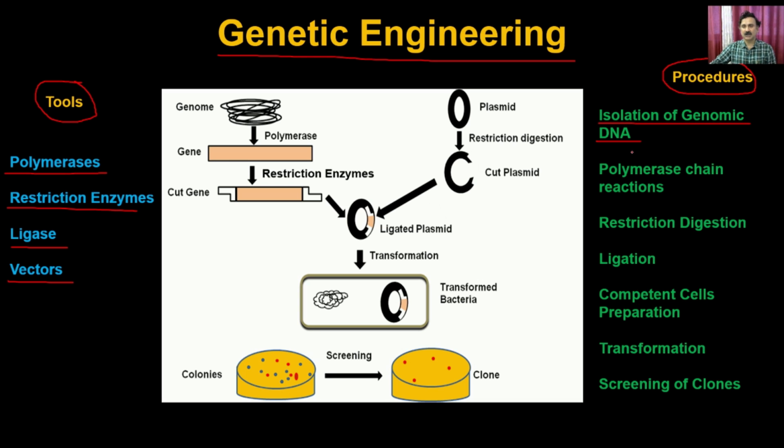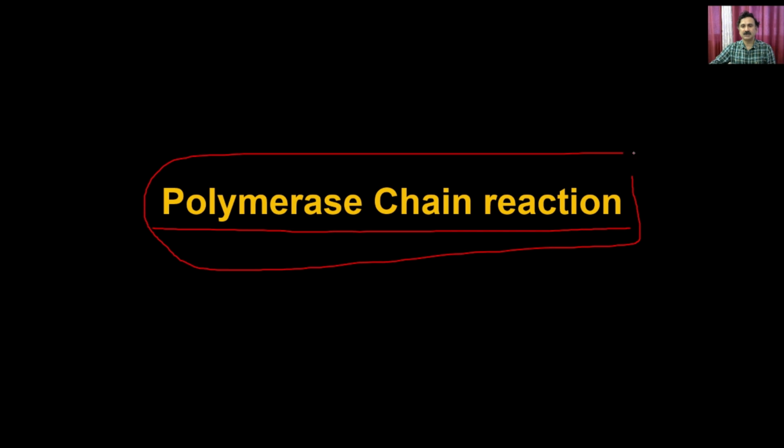Now in today's lecture, we are going to start a new topic, and that is the polymerase chain reaction. As the name suggests, it is a polymerization reaction run to synthesize new DNA, or a new chain of nucleotides, which is always done with the help of the polymerase enzyme. That's why the reaction is called the polymerase chain reaction.